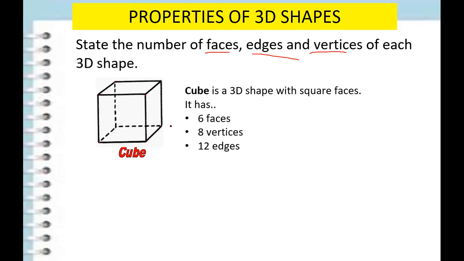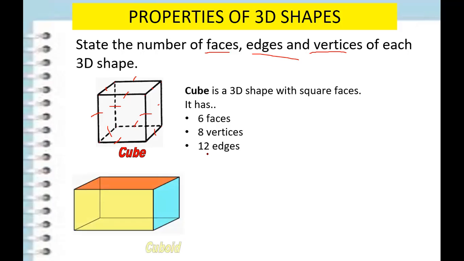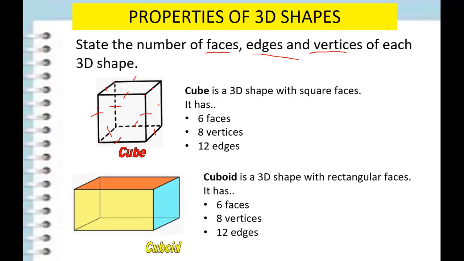Okay? And edges, let's count. 1, 2, 3, 4, 5, 6, 7, 8, 9, 10, 11, and 12. All right? That's how to count faces, edges, and vertices. How about the cuboid, or the rectangular prism? It is the same thing. This one has only rectangles. So the cube and the cuboid have the same number of faces, vertices, and edges.